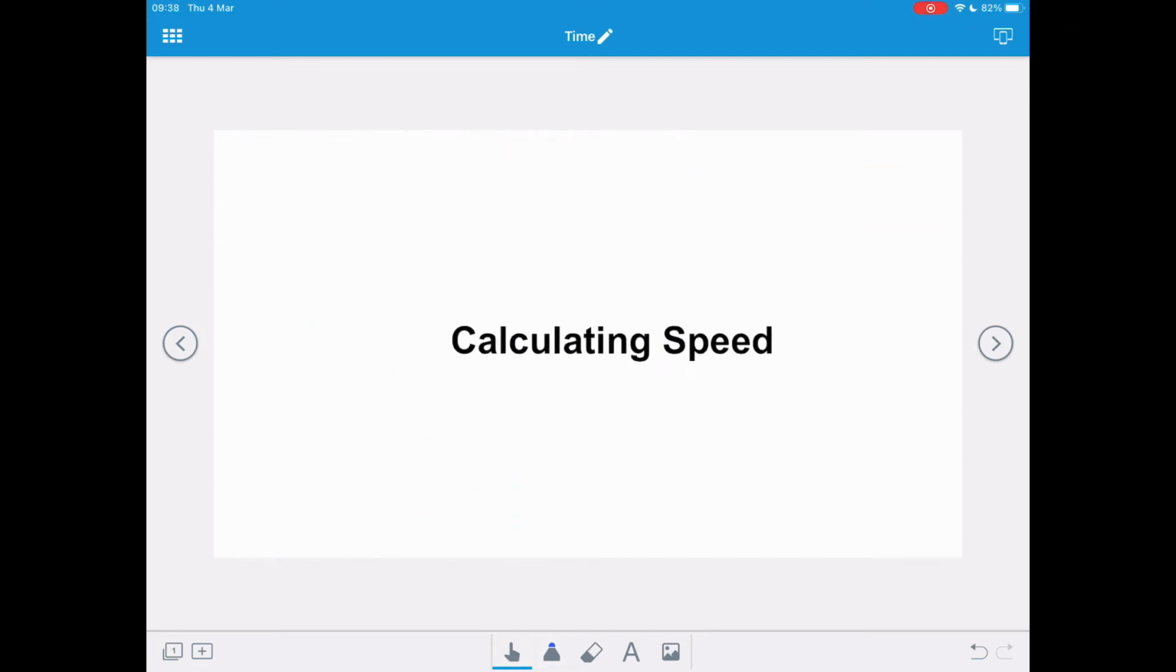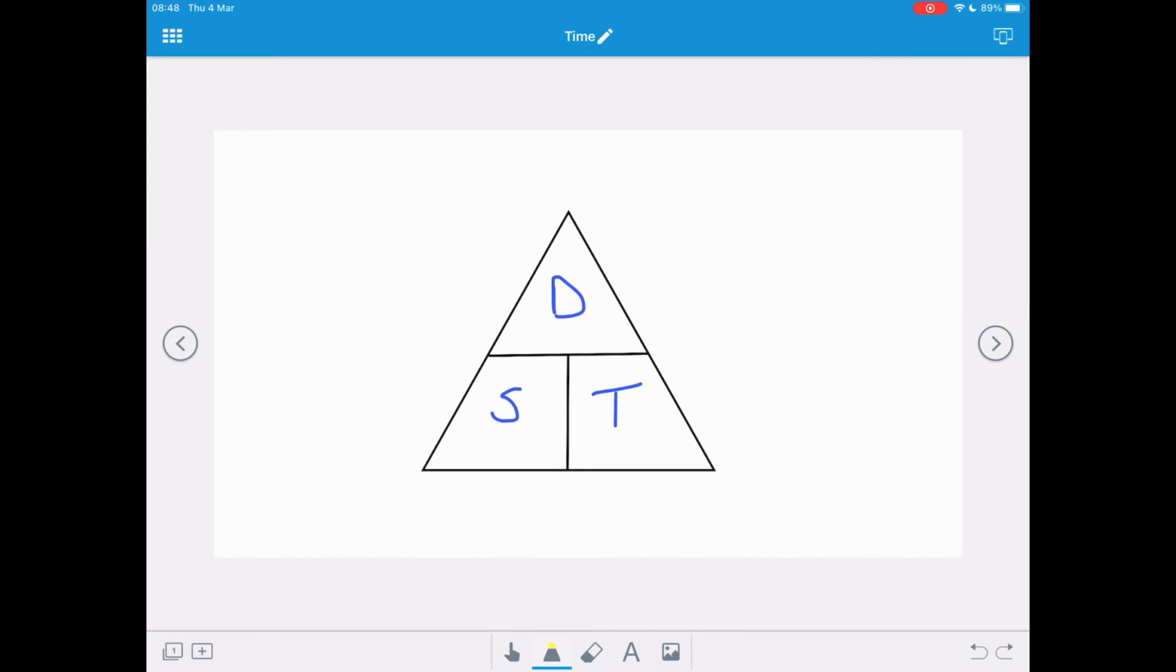Now if we want to calculate speed, then we're going to be choosing one of the bottom sections of our triangle, and that means that we're going to be dividing rather than multiplying. So this time we're highlighting the S for speed, and you can see that we've got a fraction line between D and T, which means that we're dividing D by T. So to work out the average speed, we're doing the total distance divided by the total time. Or we can write it as a fraction as d over t.